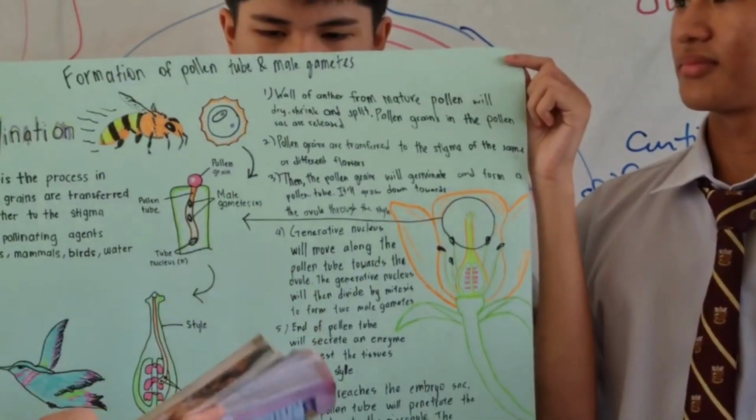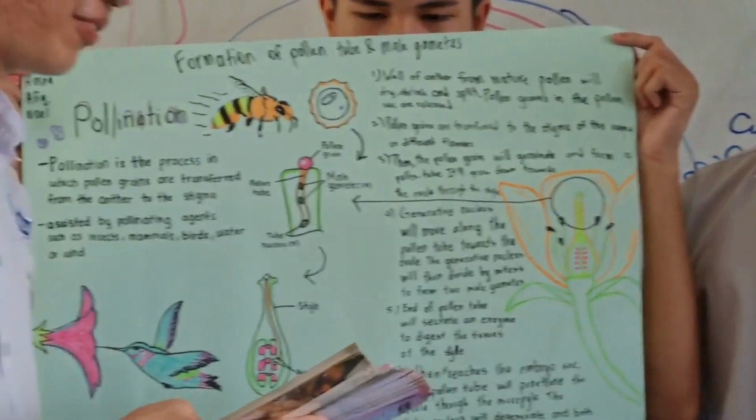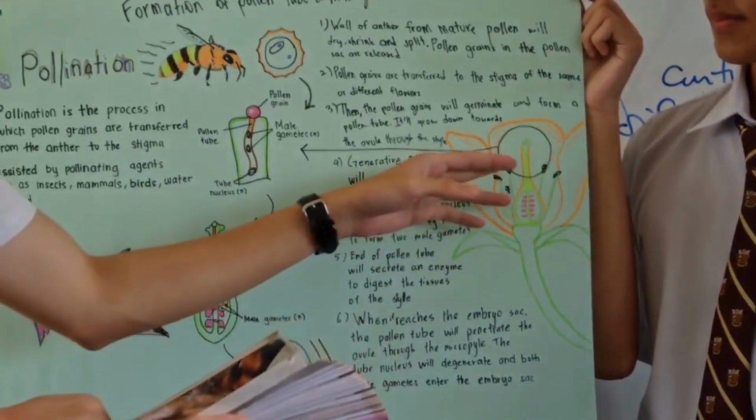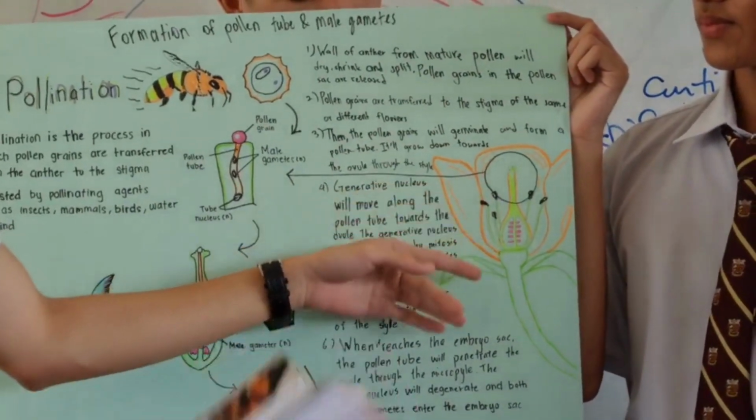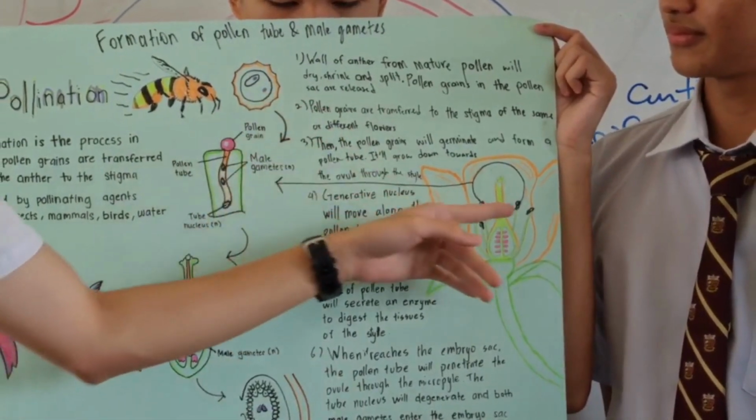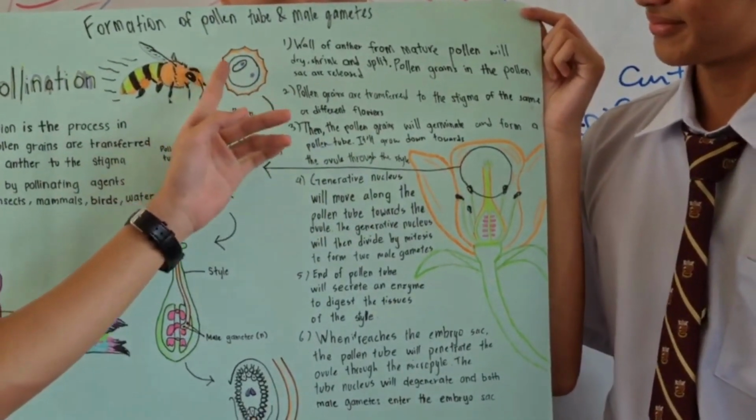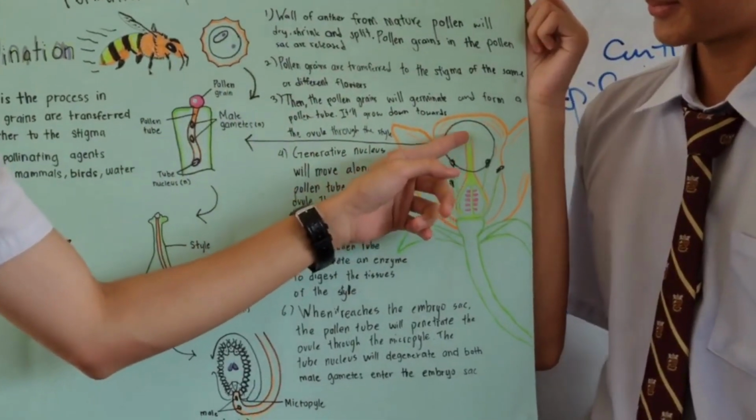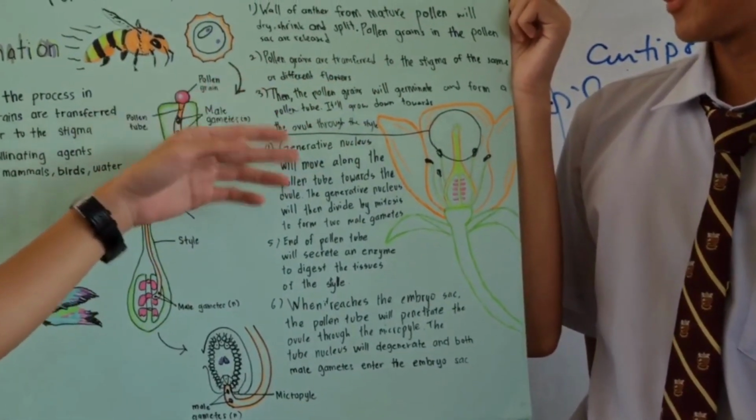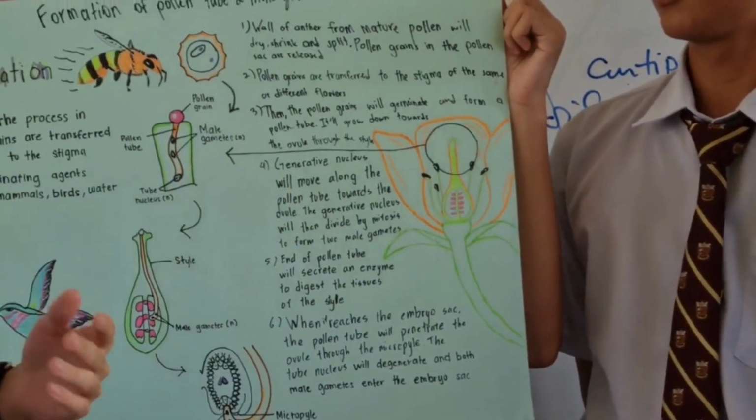So the wall of the anther from mature pollen will dry, shrink, and then split. Pollen grains in the pollen sac are released. It releases and then it goes towards the stigma, which is right here. They transfer to the stigma of the same or even different flowers.